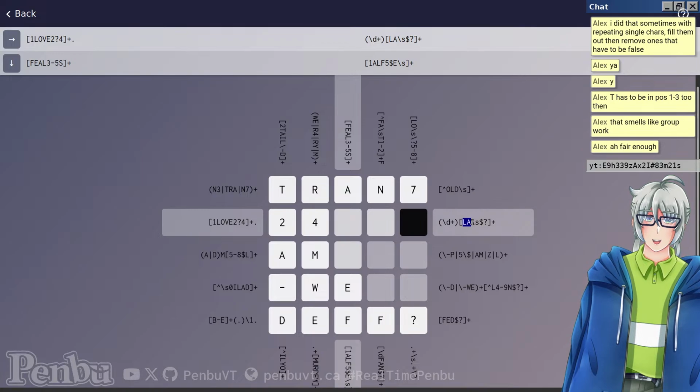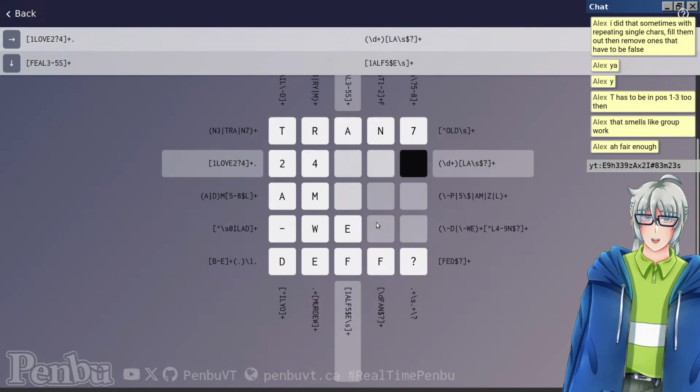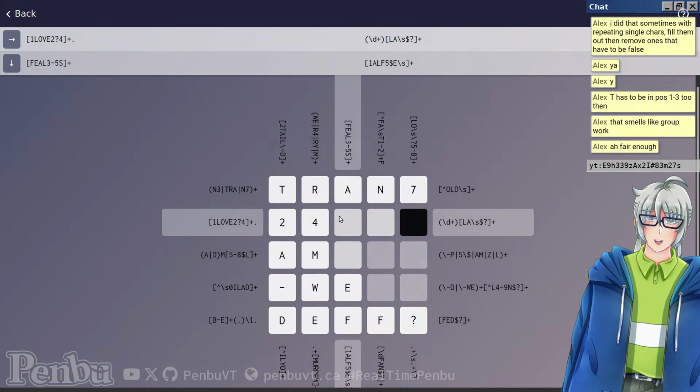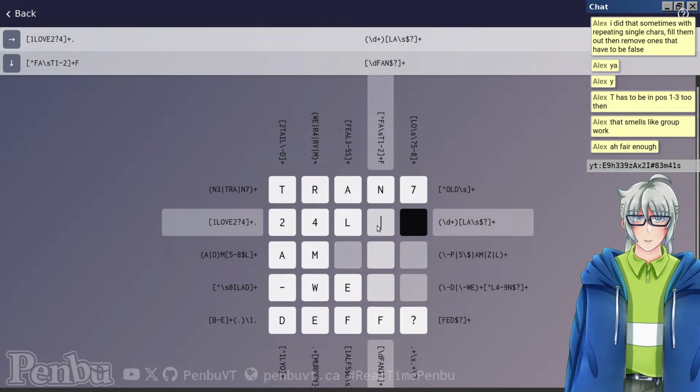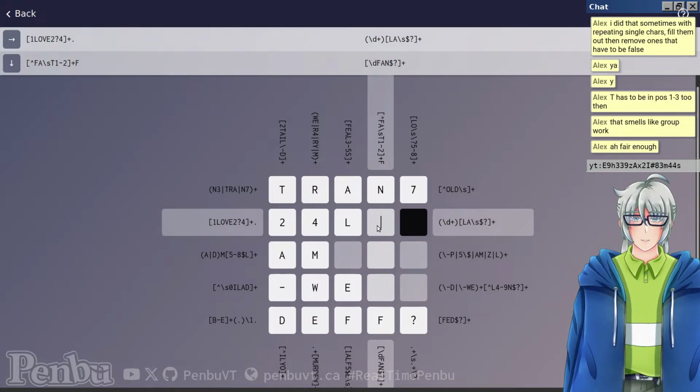Which means it's either an L, A, space, or $?. $? is in here, $? is not in here. A is in both of these, so this is probably an A. But L is also in both of these, so it could also be an L. A is not in this one, so this has to be an L. Okay. Almost there.